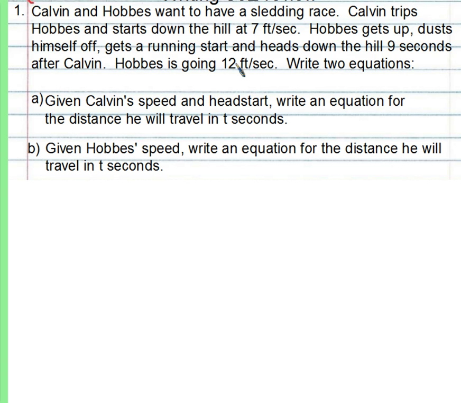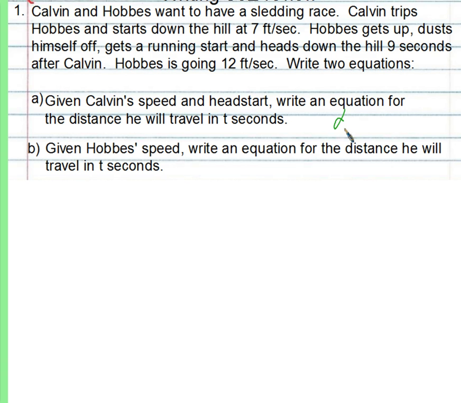So Calvin and Hobbes, they're having a sledding race, and Calvin trips Hobbes, so Hobbes is delayed. Calvin jumps down the hill, going 7 feet a second. Hobbes gets up, dusts himself off, gets a running start, and heads down the hill 9 seconds after Calvin, going 12 feet per second. So he's going to write two equations, one given Calvin's speed and head start, an equation for the distance he will travel in 2 seconds.